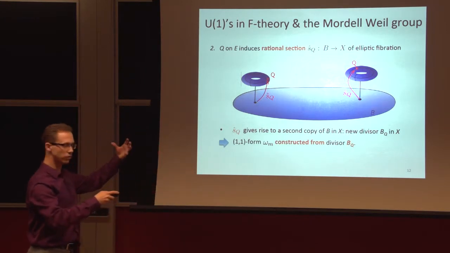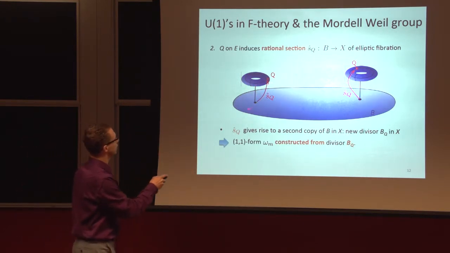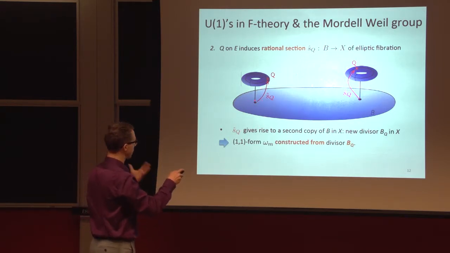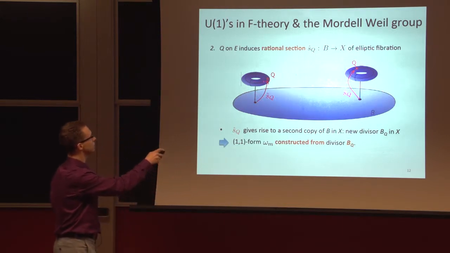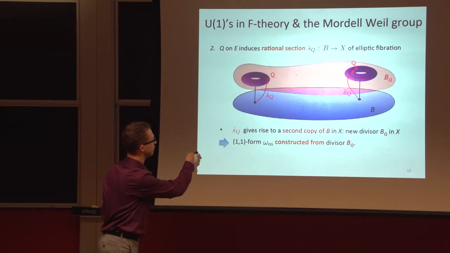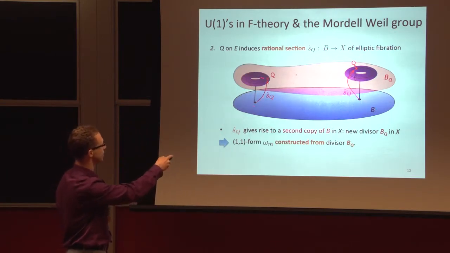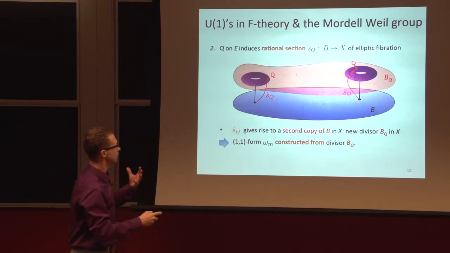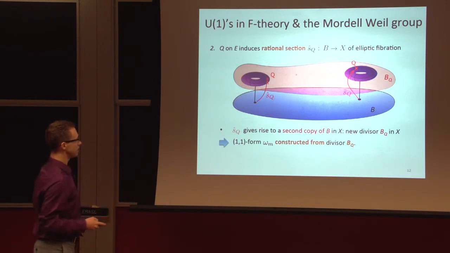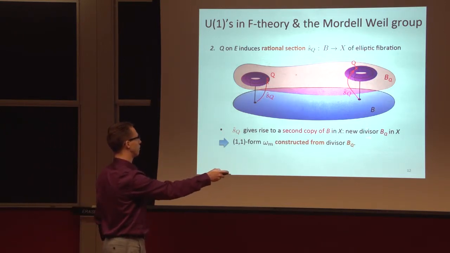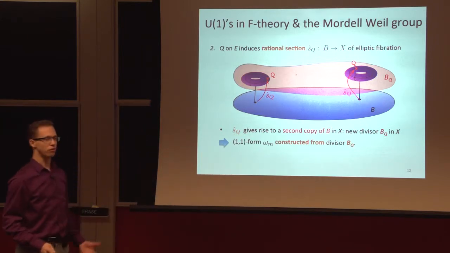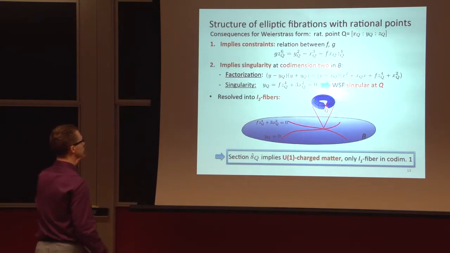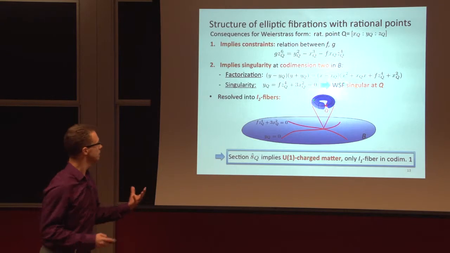When you now have this elliptic curve with a rational point, and you put it in a fibration, this means for every point in the base, there's a corresponding map. You can construct a map that maps this point in the base to the rational point on the fiber. By following this point over the entire base, you basically get a second copy of the base inside the space of the fibration. And this actually defines a new divisor class in the total space of the Calabi-Yau. And the class of this divisor is dual to the 1-1 form that supports the U1 gauge field.